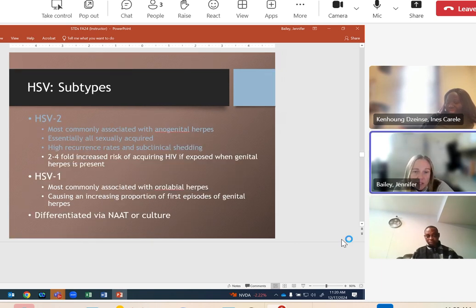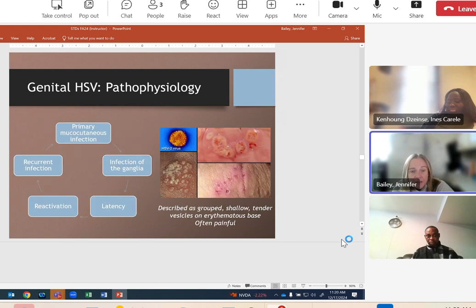There's two subtypes, HSV1 and HSV2. Usually, genital infections are caused by HSV2 and are transmitted via sexual contact. What happens with herpes is that when they're present towards the skin, they can cause these little vesicular lesions that can be very uncomfortable, very painful. And then either with treatment or over time, the lesion may go away.